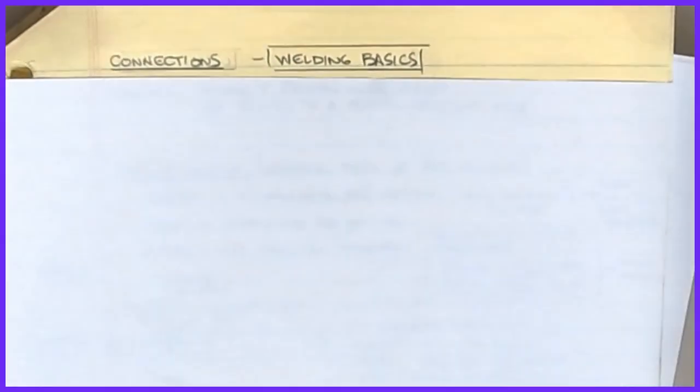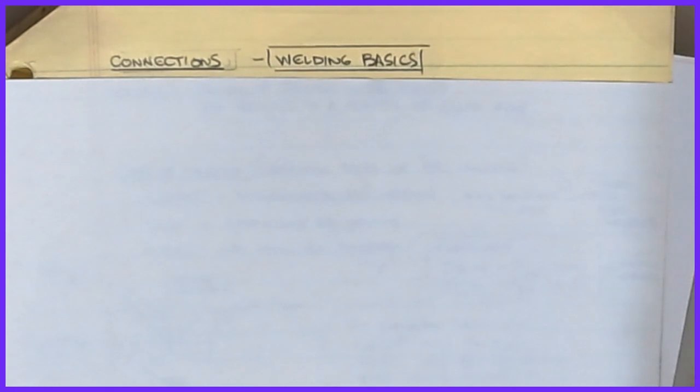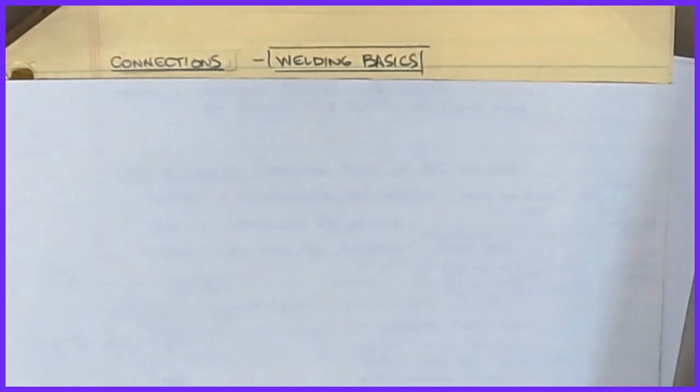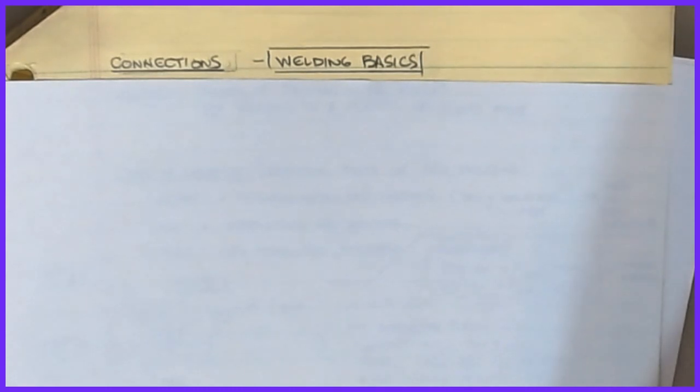All right, welcome back. In this video, we're going to be continuing our discussion of connections. Previously, we've talked about bolts and mechanical fasteners, connections and calculations that AISC requires as part of that study. But in this one, we're going to shift our attention to a different type of connection, and that's the connection type called welding.